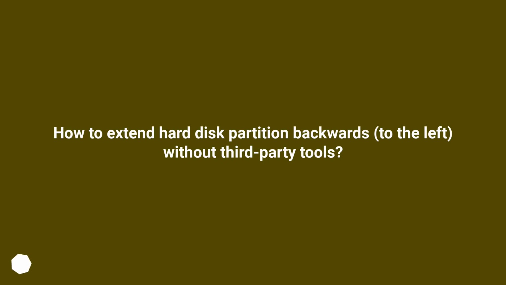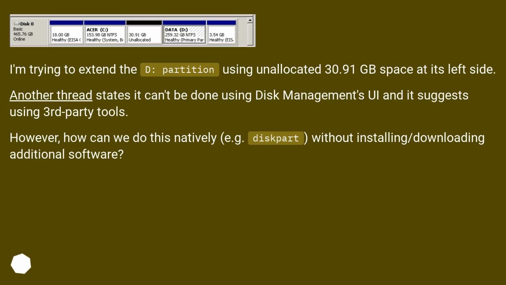How to extend hard disk partition backwards, to the left, without third-party tools. I'm trying to extend the D-column partition, using unallocated 30.91 GB space at its left side. Another thread states it can't be done using Disk Management's UI and it suggests using third-party tools. However, how can we do this natively, for example diskpart, without installing/downloading additional software?